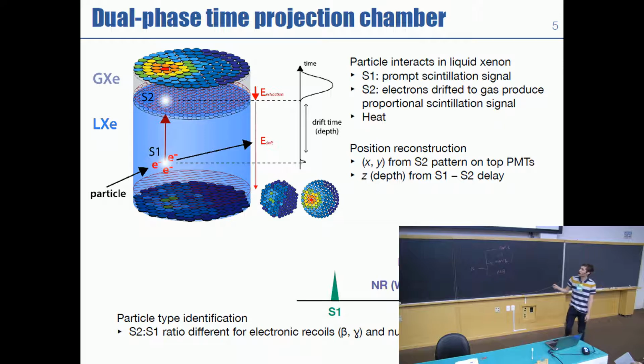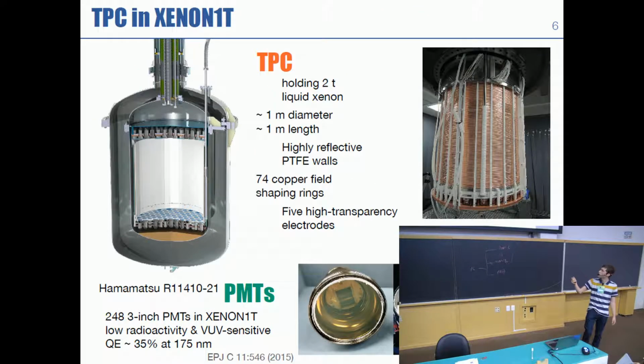Everything else you already heard: we get this S1 light signal immediately when the particle interacts in the xenon, and then sometime later an S2 signal. The S2 light signal, which is produced at the top after the charges drift up, is very localized on our top PMT array, and that is how we get position reconstruction.